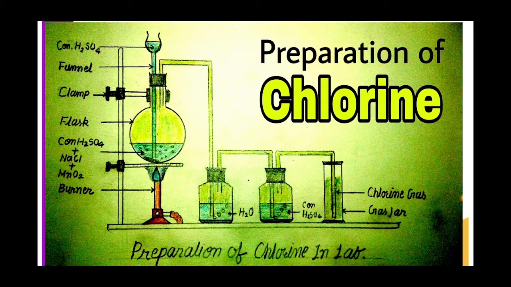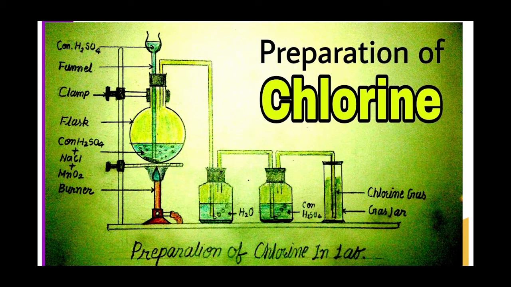How is chlorine prepared in a laboratory? We prepare chlorine in a fume chamber. It is prepared by reaction between manganese(IV) oxide and hot concentrated hydrochloric acid, or we can also use sulfuric acid.